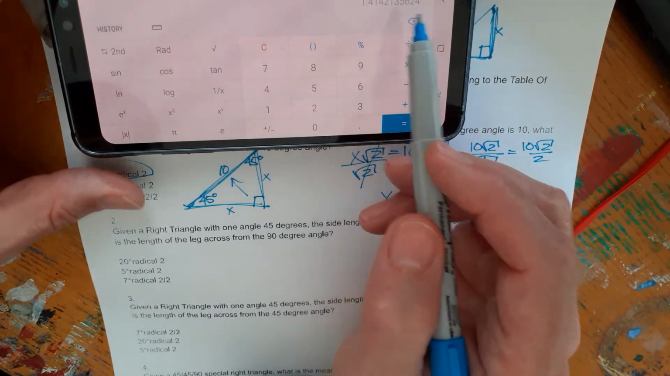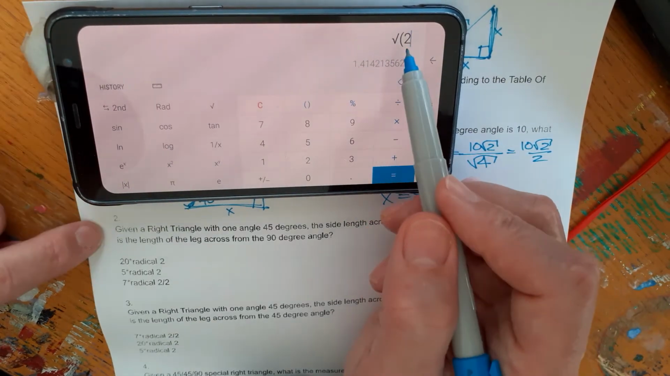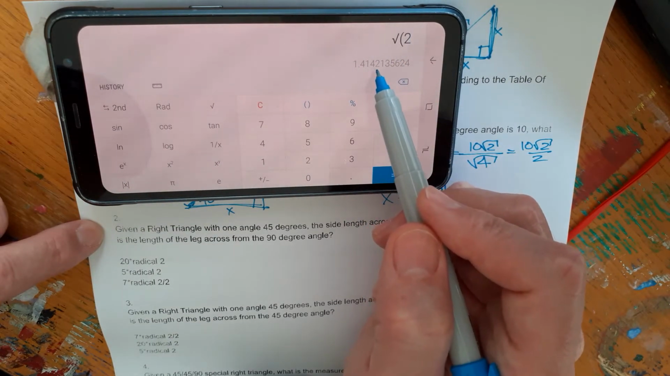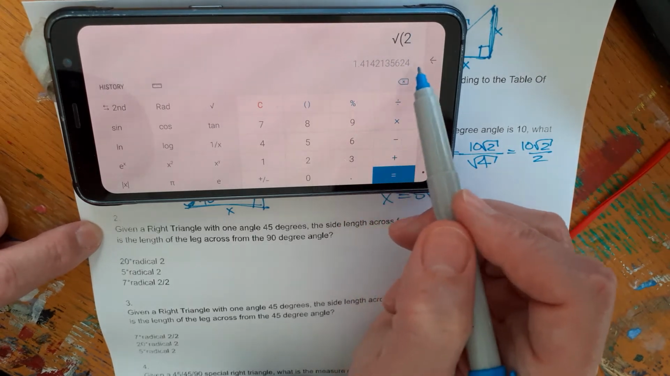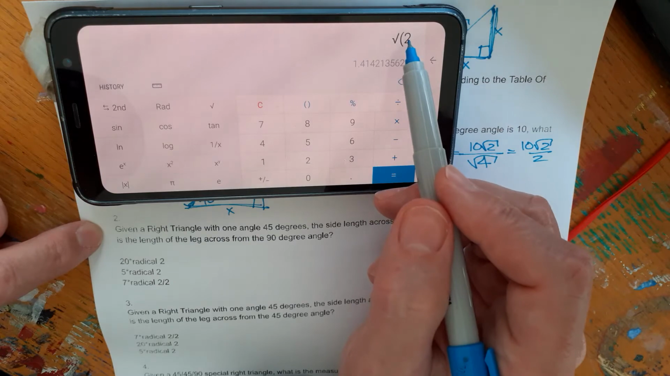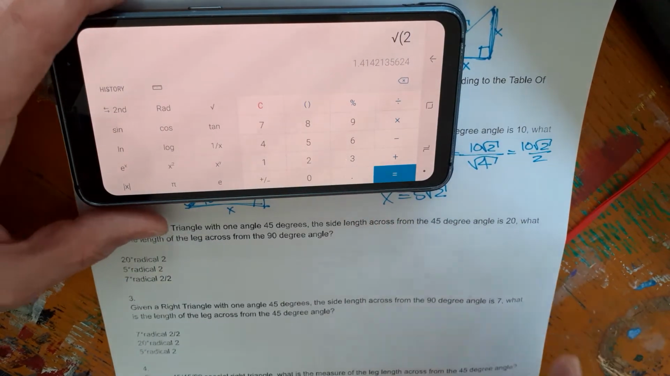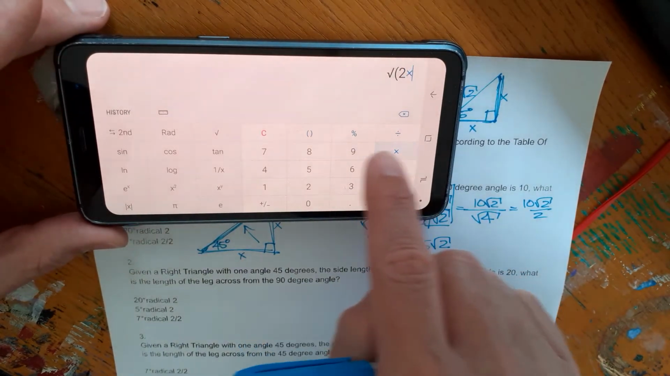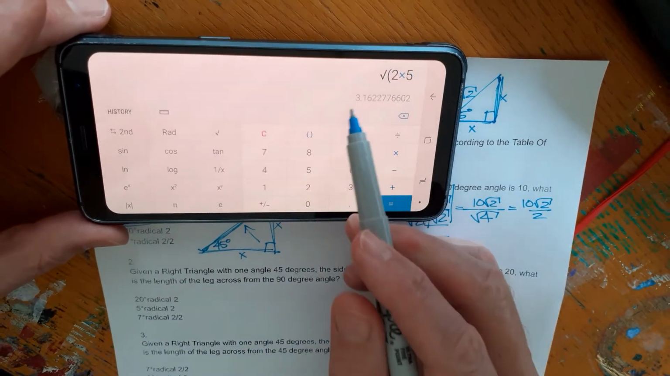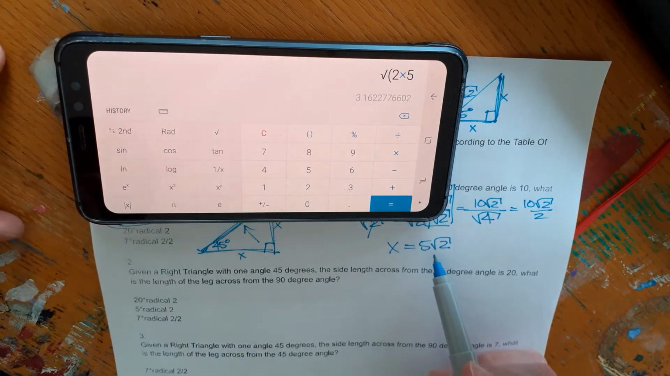Square root of 2 is 1.4142135624. Now, we're not going to put that number in. That's way too messy. If we just leave it square root of 2, it means this answer. And this answer happens to be 5 times that. So think of saying times 5. Again, we're not going to put in 3.162277. We're going to leave it 5 times the square root of 2 because this is more accurate.